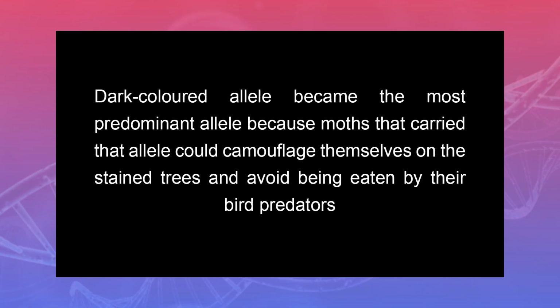But the pollution generated by the new industries stained the light colored trees dark. Gradually, the light colored moth was attacked and that allele became much less prevalent. In its place, the dark colored allele became the most predominant allele because moths that carried that allele could camouflage themselves on the stained trees and avoid being eaten by their bird predators. Clearly, the population had evolved to a higher adaptive condition.